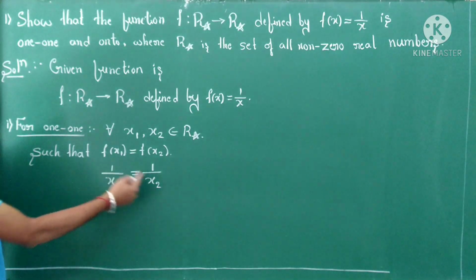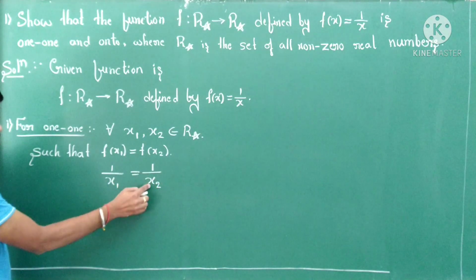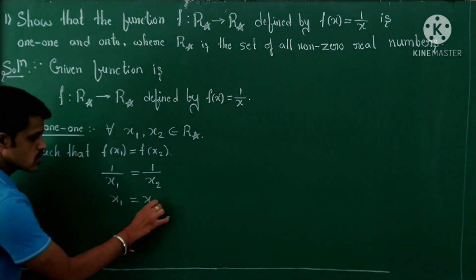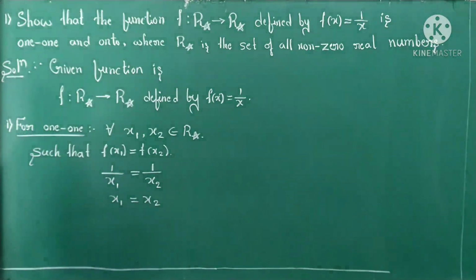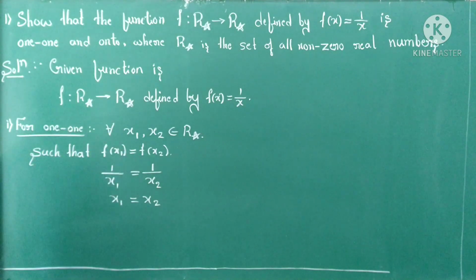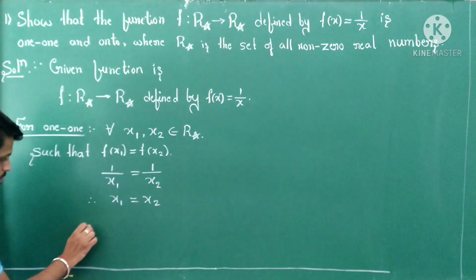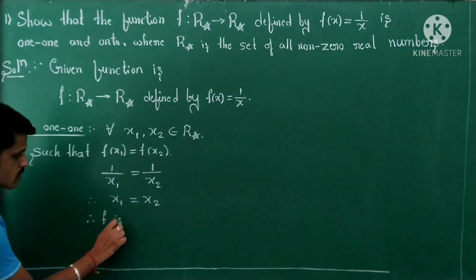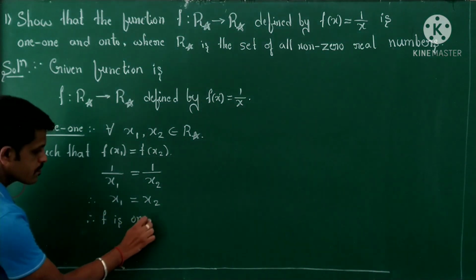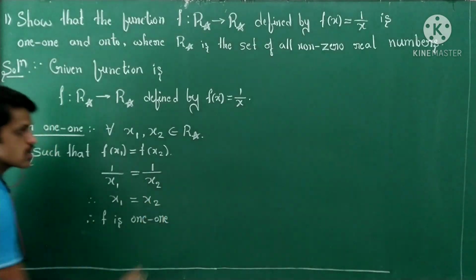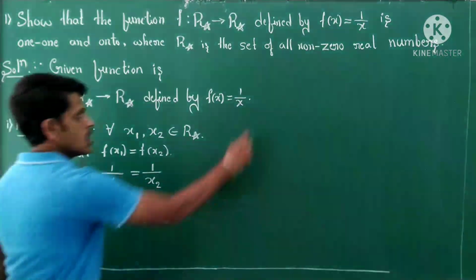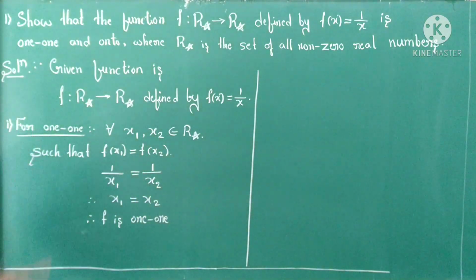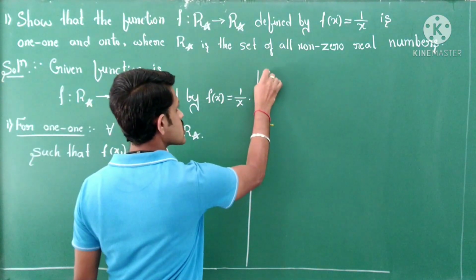Now, cross multiplication: 1 into x2, x1 into 1. So x1 is equal to x2. Yes or no? Whenever x1 is equal to x2, then this function is one-one. Therefore, f is one-one. The first part is confirmed. And now go to the second part, that is onto.